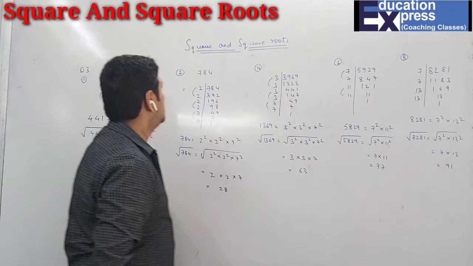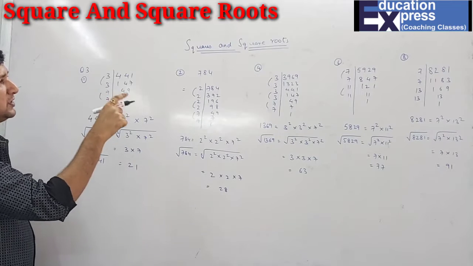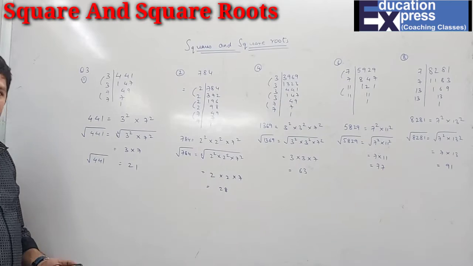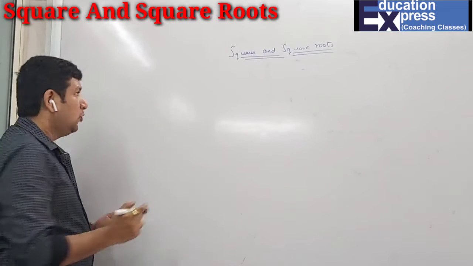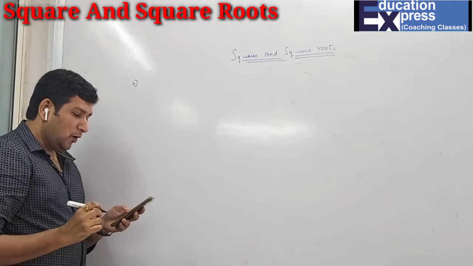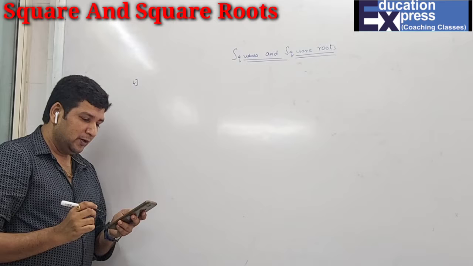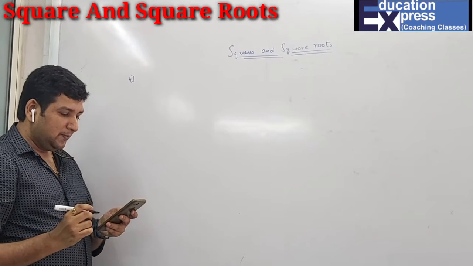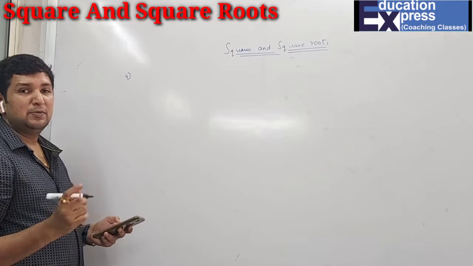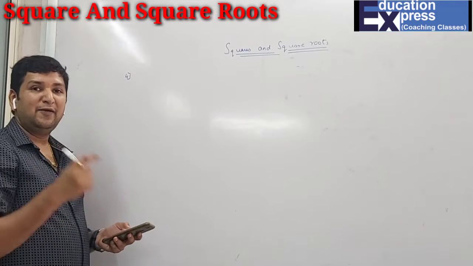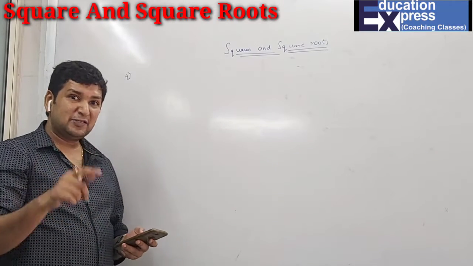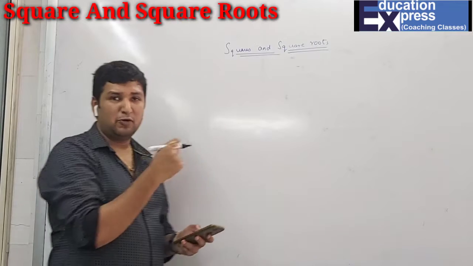So we have solved question number 3, parts 1, 2, 4, 6, 8, and we have just shown how to find the square root by the prime factorization method. Question number 4, again the same thing. Find the smallest number by which each of the following numbers must be multiplied to get a perfect square, and also find the square root of the resulting number. Students, remember when I did question number 2, I showed that when it is not a perfect square, what number you can multiply and get a perfect square, what number you can divide and get a perfect square. That is what we are doing over here.